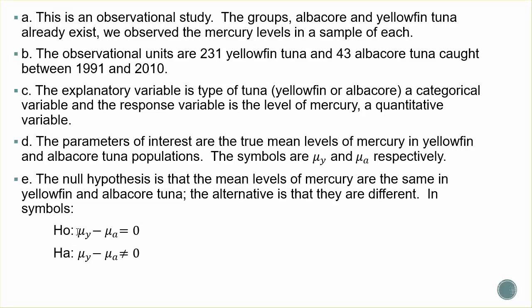So we're saying that the average level of mercury for yellowfin tuna minus the average level of mercury for albacore tuna, if you take that difference, you get 0. That's our null hypothesis. We assume the two kinds of fish are the same, but maybe they're different. Maybe the type of fish matters.